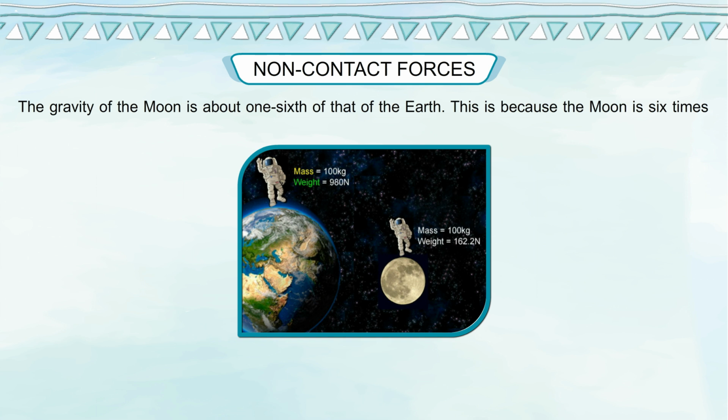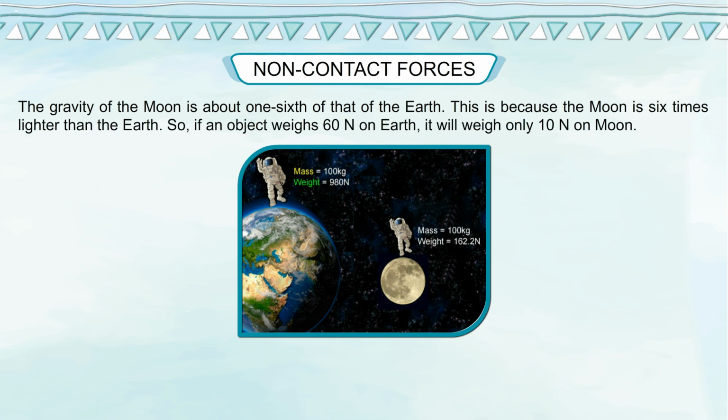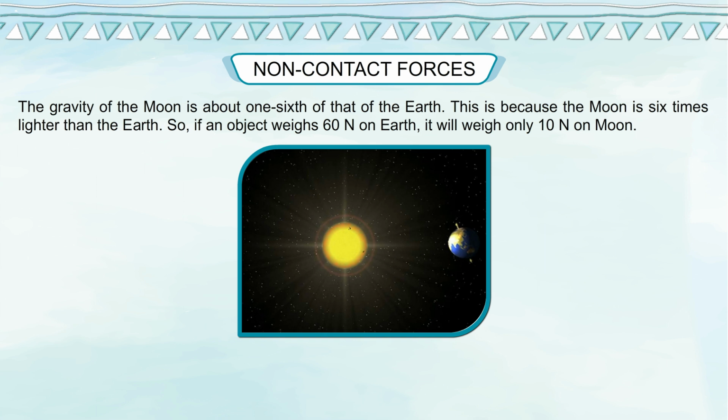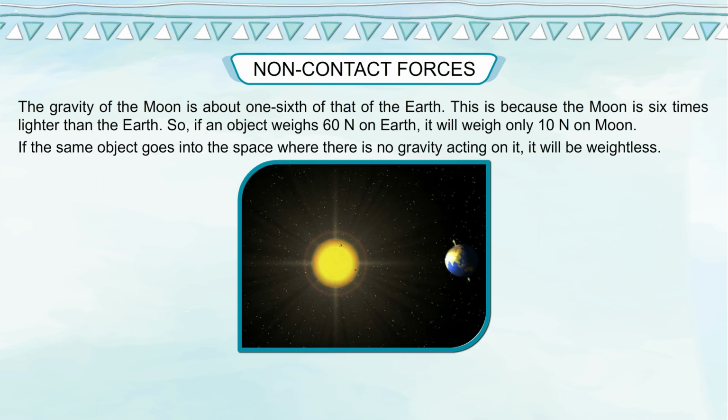This is because the Moon is 6 times lighter than the Earth. So, if an object weighs 60 Newton on Earth, it will weigh only 10 Newton on Moon. If the same object goes into the space where there is no gravity acting on it, it will be weightless.